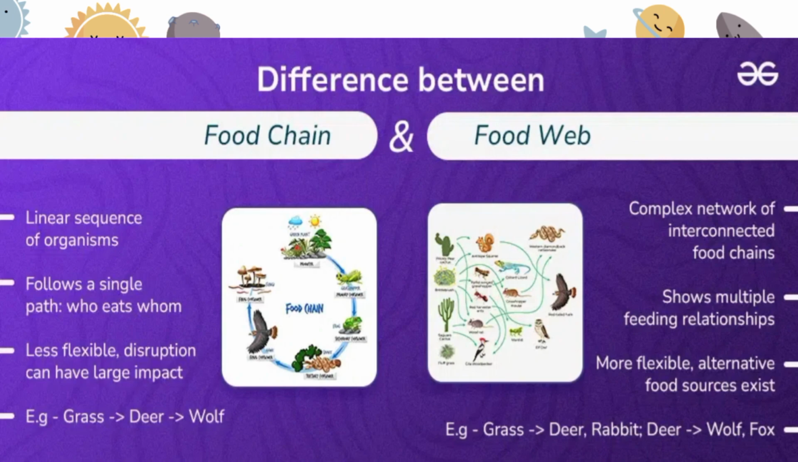Now here food chain shows a single path. Like you can see, producers, then primary consumer, then secondary consumer, then tertiary, then quaternary, and then decomposers. But in food web you can see there are multiple ways for the organism to have food.